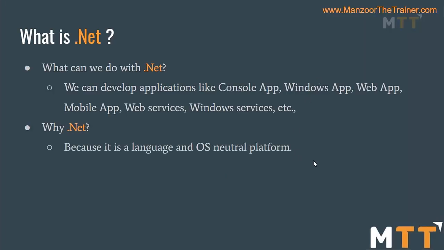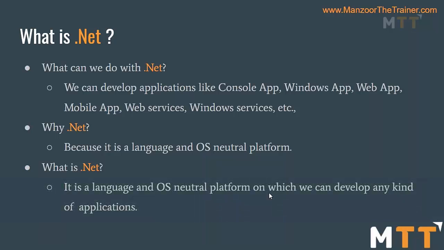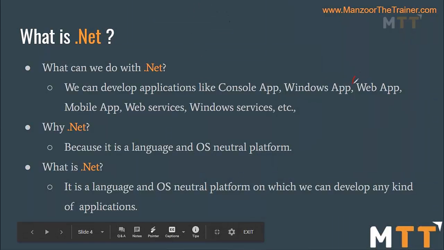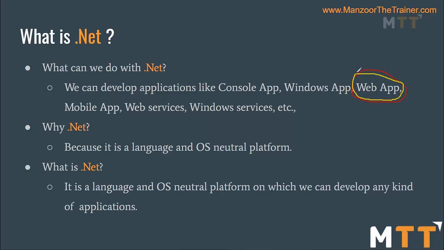So why are we going for .NET? Because it is a language and operating system neutral platform. Now if I mix these two sentences, then I can say what is .NET or .NET Core. It is a language and operating system neutral platform on which we can develop any kind of application. Anyway, our course focus is on developing web applications.